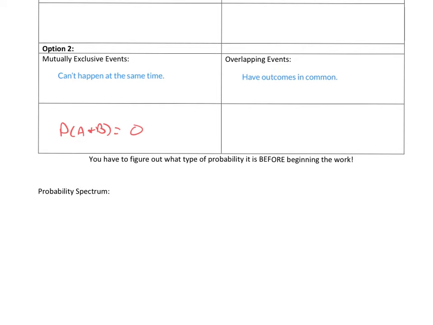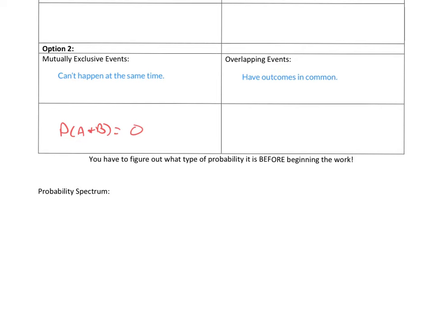We also need to look at things like overlapping events, which are things that can have the same outcome. So if you're looking at what are the chances of it being a face card and red, well, there is some overlap in those. If we look at trying to say what are the chances of it being greater than 4 and or even, now there is some overlap there.